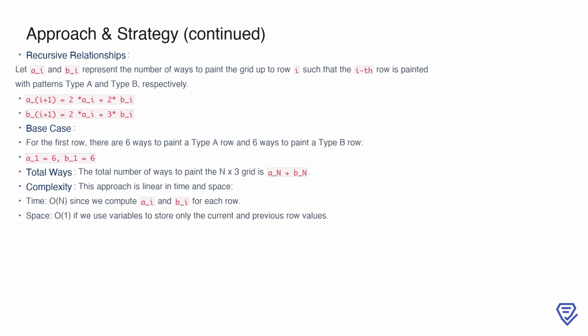To begin, let's consider the brute force approach. The intuition here is straightforward. For an n times 3 grid, we attempt every possible combination of colors row by row. This involves ensuring that no two adjacent cells, whether horizontal or vertical, violate the rules of the problem.